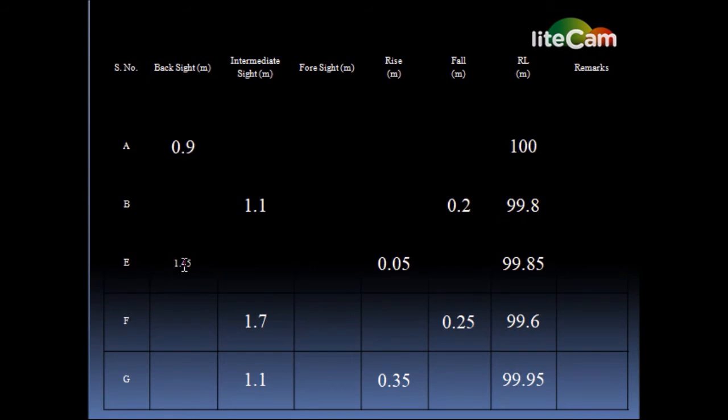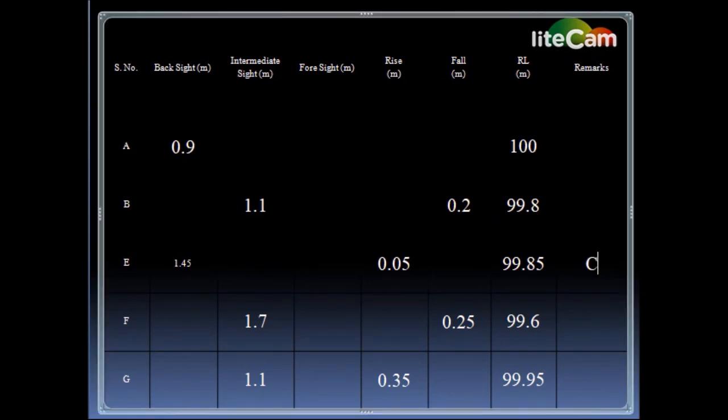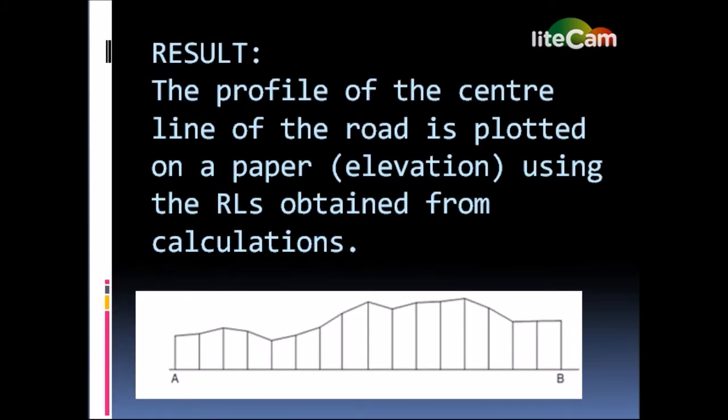After this point, you do the same process. Backside of this point minus IS of this point will give you rise or fall. What happened here was that we had taken BS and FS both, and we subtract IS from FS. It was in the case of a change point. So the result of the profile level can be plotted like this. Here we got the profile.